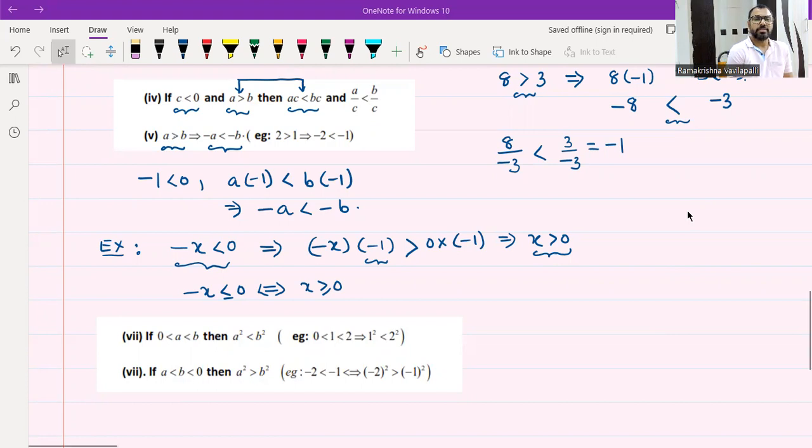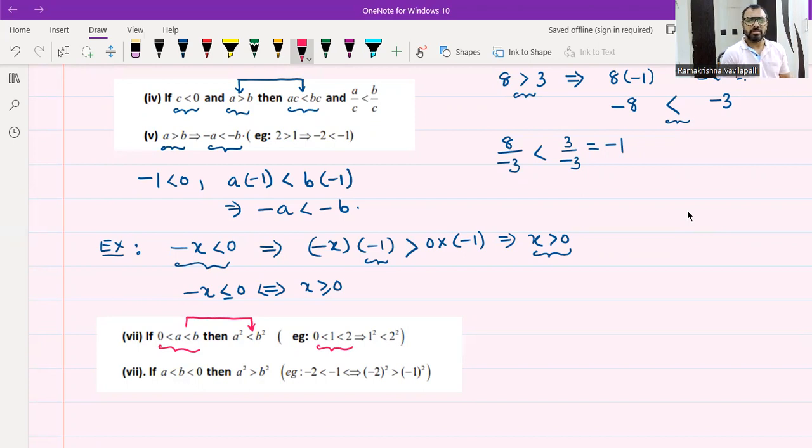Suppose you consider two positive quantities, that 0 less than A less than B. So A is lesser than B and both are positive. So if you square on both sides, the inequality will remain same. Here you can observe an example that 0 less than 1 less than 2. After squaring, 1 square is less than 2 square.